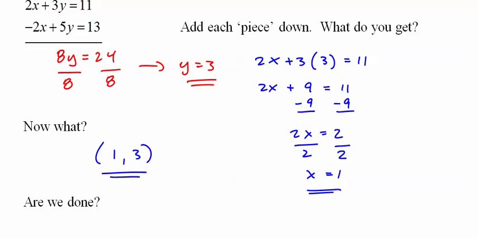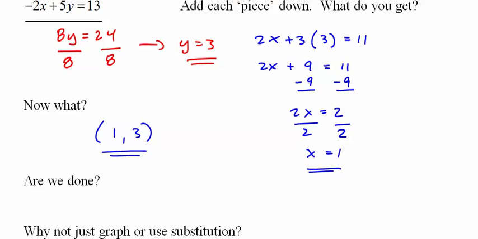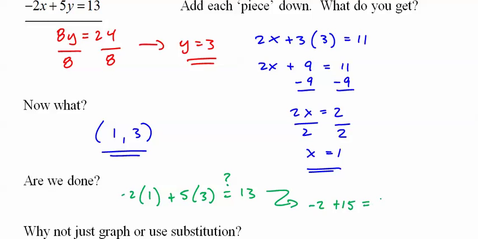Are we done? Heck no. Always check it in the other equation. So that's this one. Negative 2 times 1 plus 5 times 3 should equal 13. Kind of out of space here. And negative 2 plus 15 does indeed equal 13, so it checks.